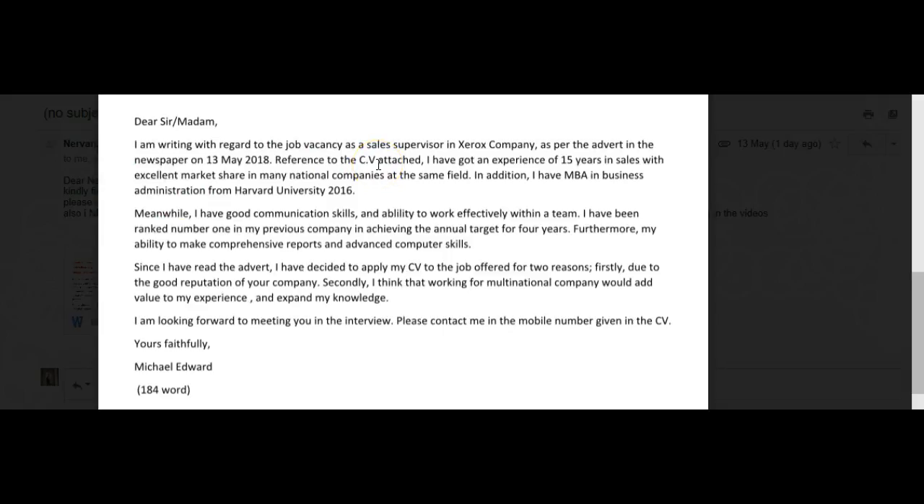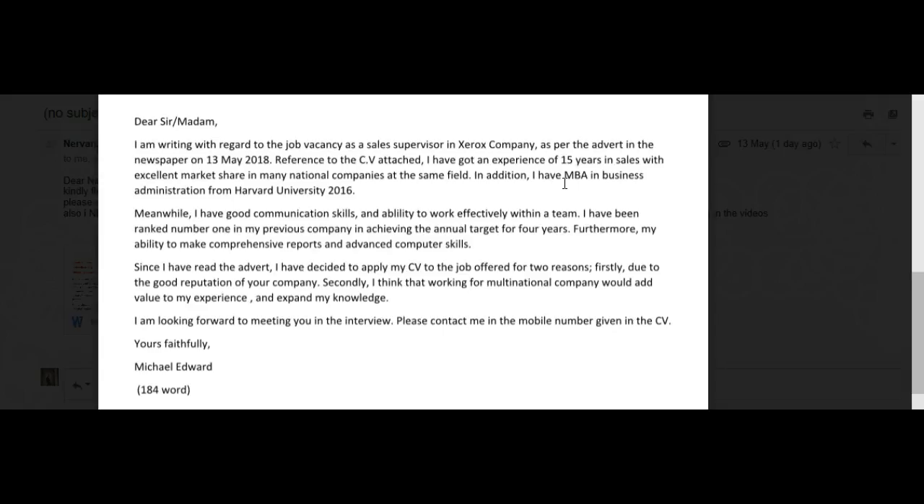In addition, I have an MBA in Business Administration from Harvard University, 2016. Okay, and that's fine. Meanwhile, I have good communication skills and ability to work effectively within a team. Now, one of the things I always say is that there are certain words I ask students to avoid, and one of them is good. Some other ones are bad, nice, small, big. There's so many other more descriptive words that you could use. So instead of I have good communication skills, perhaps you could have said I have excellent communication skills. I think that would have been a nice way to say this, okay?